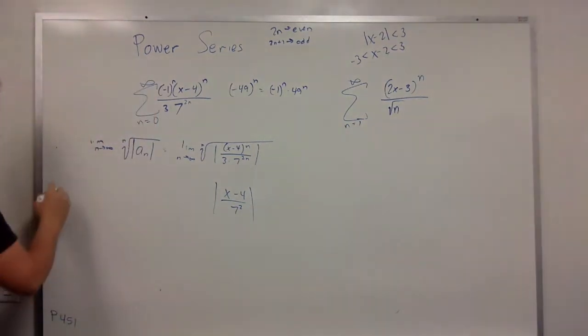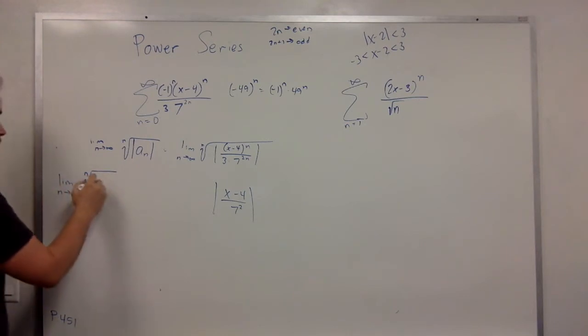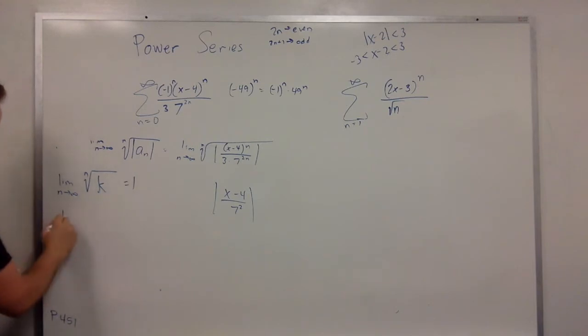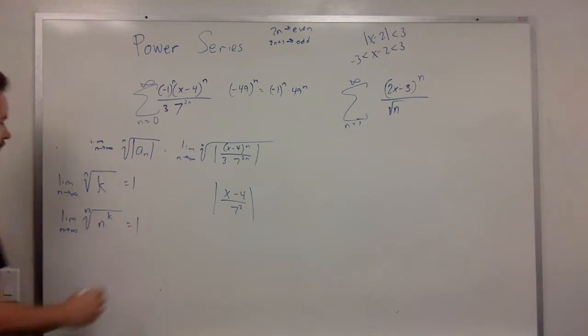And this is just something true in general, and it's really important that when you do root tests, you're going to see this happen a lot. The limit as n approaches infinity of the nth root of any constant is 1, and the limit as n approaches infinity of the nth root of n to any constant power is also 1.